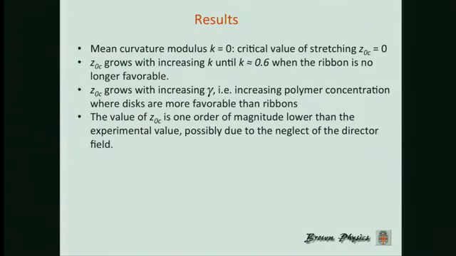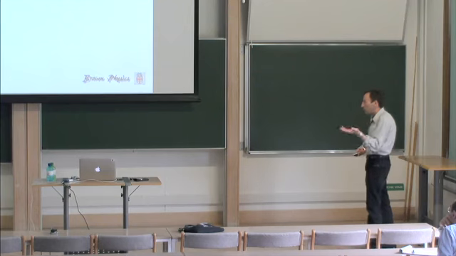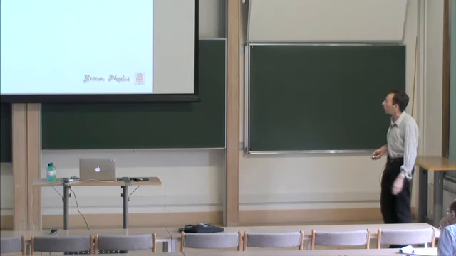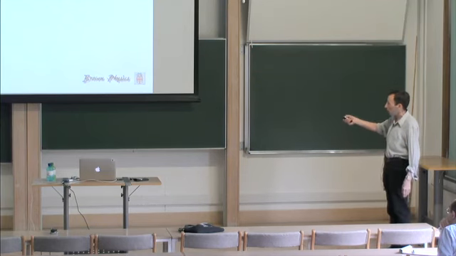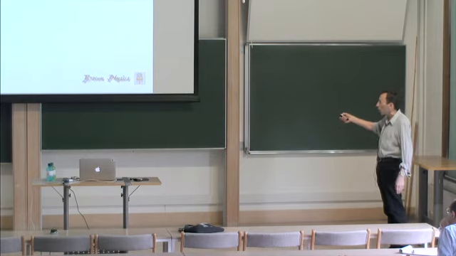So I think these are things I already said. The only thing I should point out is this last bullet, which I haven't addressed yet: how does this compare with experiment? I showed you the tweezers pulling, and there's some critical value of stretching where the ribbon forms. How does our simple theory compare with that? Qualitatively, yes, but quantitatively, we're actually off by an order of magnitude.